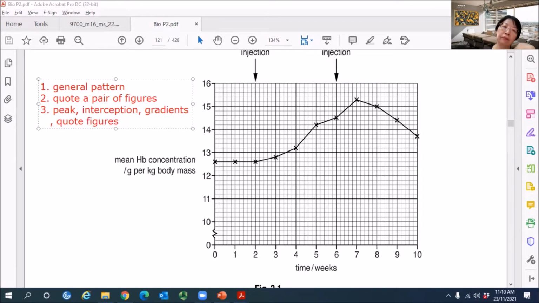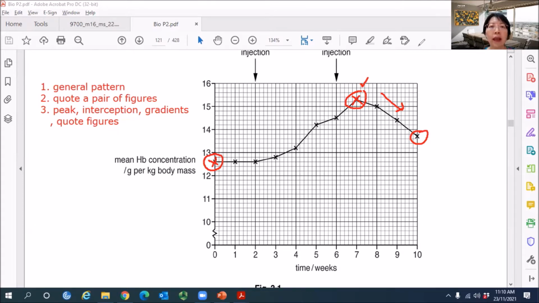It can be 1 set of figures or 2 sets of figures. If you talk about the peak only, 1 set of figures, right? 1 set means 1 x, 1 y. If you talk about the change from here to here, you have to talk about the x and y value here and x and y value here. Then you talk about the decrease, you have to talk about decrease from this x and y value to this x and y value. Okay? Am I clear? Okay, so let's talk about the general pattern.